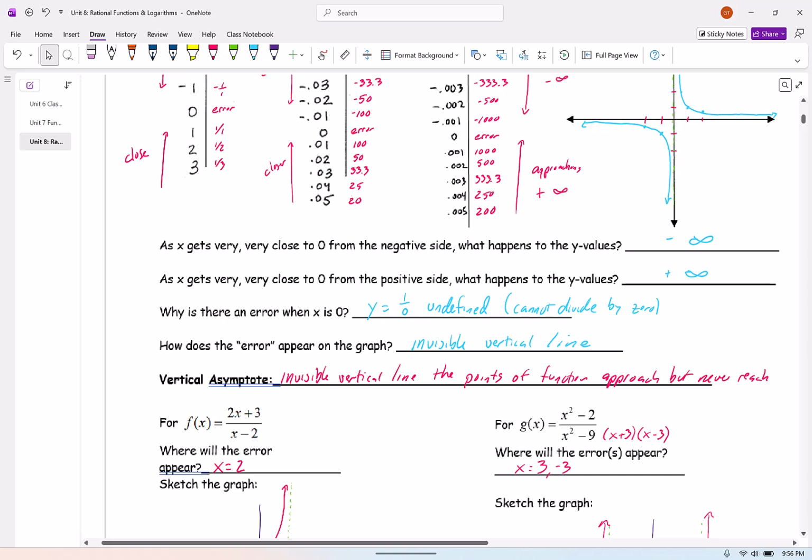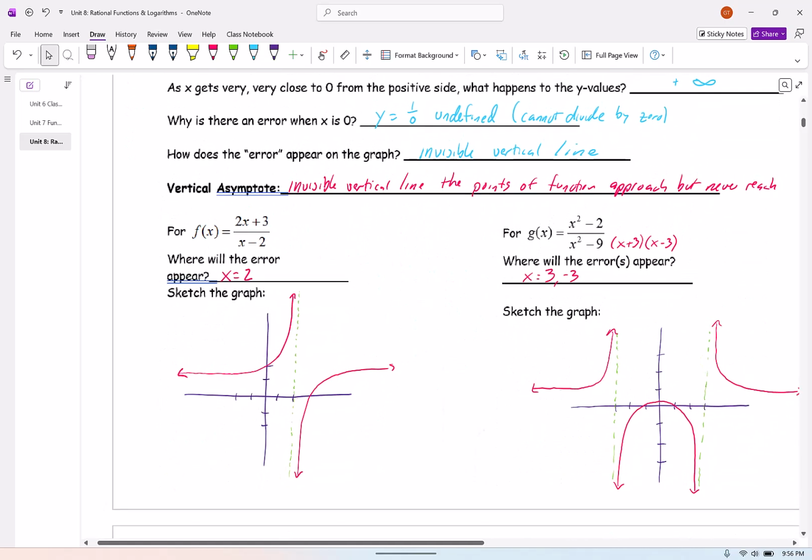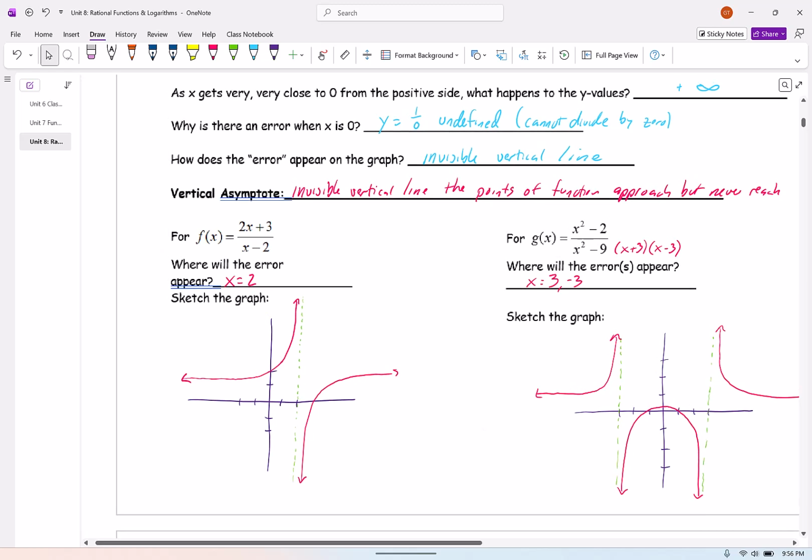Again, that's an invisible vertical line that points of a function approach but never actually reach. We denote that on our graphs with dotted lines, and our lines and our curves will actually get very close and approach it, but never actually touch those lines. Okay, and so we spent a little bit of time determining what those vertical asymptotes were.